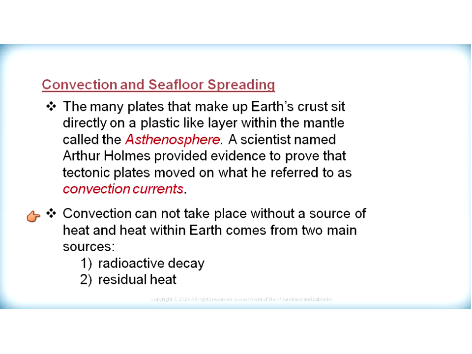Convection cannot take place without a source of heat, and heat within the Earth comes from two main sources. We see heat being generated in the mantle by radioactive decay, and we also have heat within the Earth which is called residual heat. That's heat that is left over and continually escapes towards the surface as the Earth gets older.